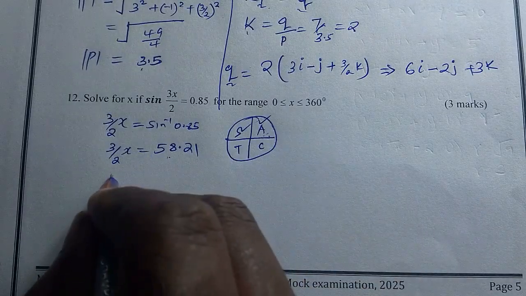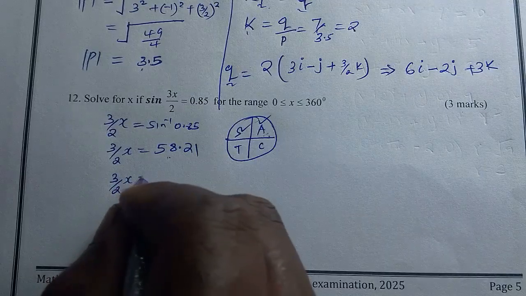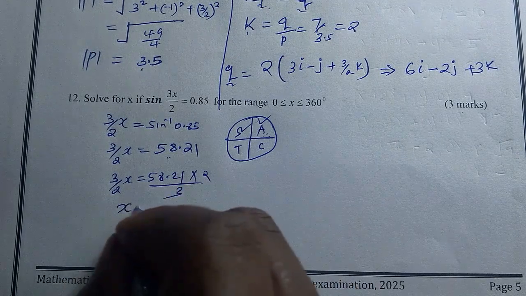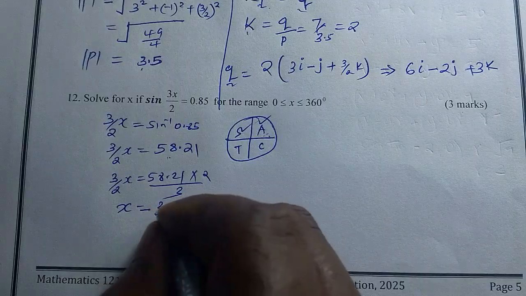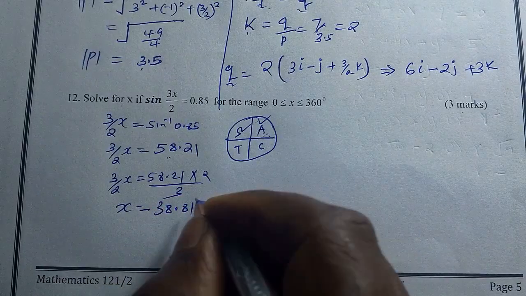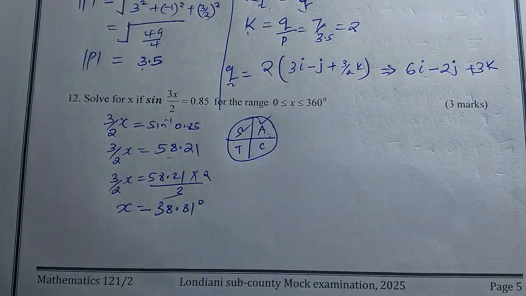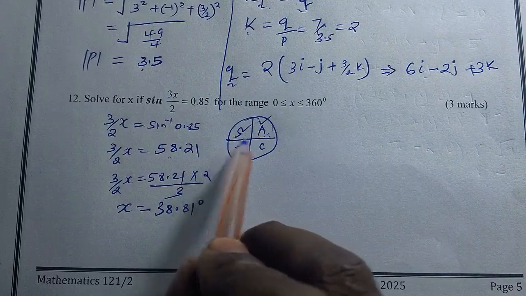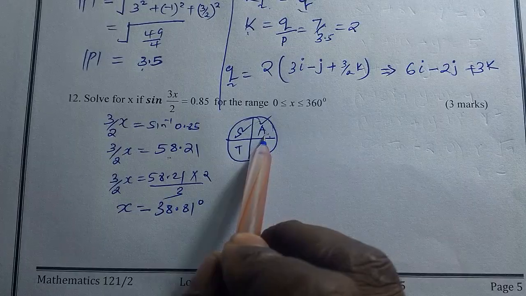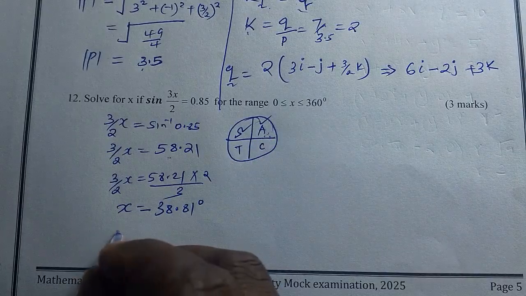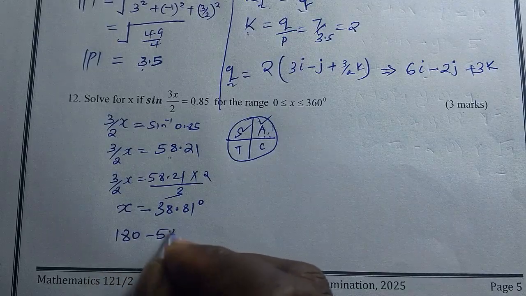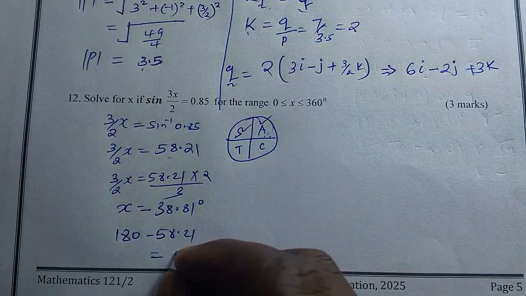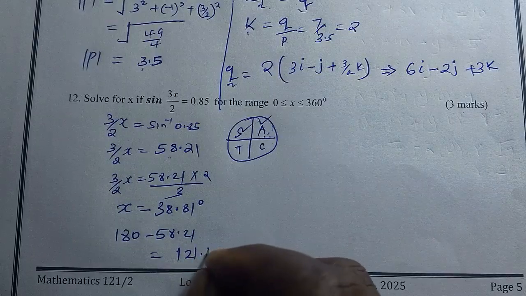So this is 3 over 2 x equal to 58.21, times 2 divided by 3. So x will be equal to 38.81. That is our first value of x. The second one will be here, which is the second quadrant. It is 180 minus the value we got first. So 180 minus 58.21, and that is 121.79.